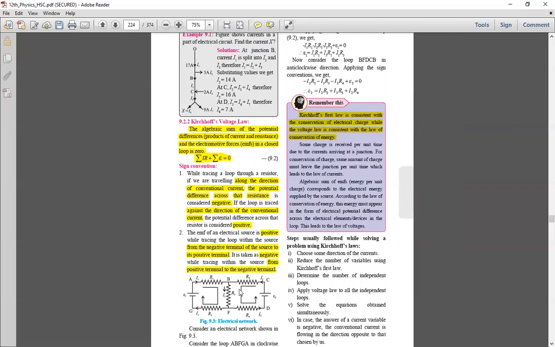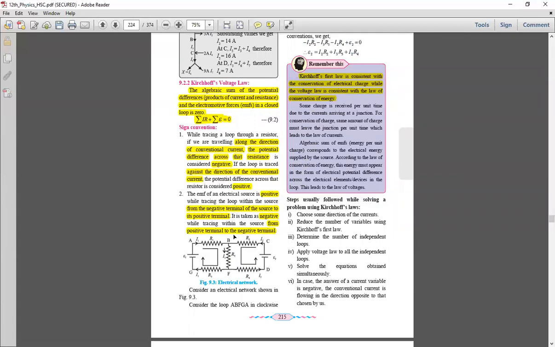Always write down all the terms in a flow, not in a random way. All negative terms will go on the right hand side. So minus I3 R5, minus I2 R4, then plus E2, then minus I2 R2. They have written it randomly, but try to write in an order. So this is Kirchhoff's voltage law.